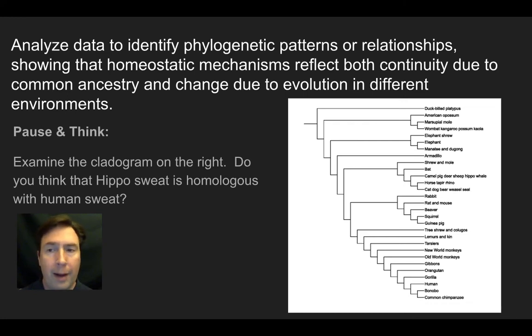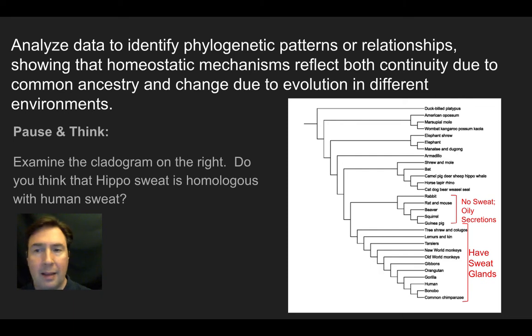And so what I want to point out here is that down here, we have this group of organisms that have sweat glands. And we say that this grouping up here has no sweat glands and produces oily secretions. And we have our hippo up here. So what I want you to do is pause and think and examine this cladogram on the right. Do you think that the hippo sweat is homologous to human sweat given this phylogenetic information? Pause and think.